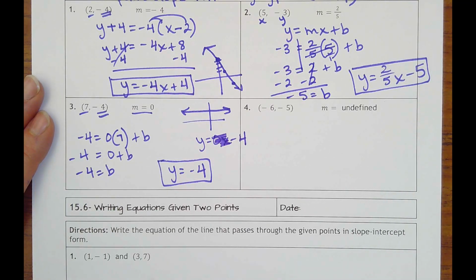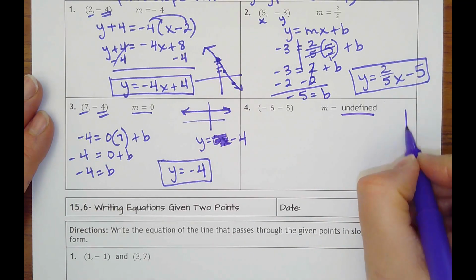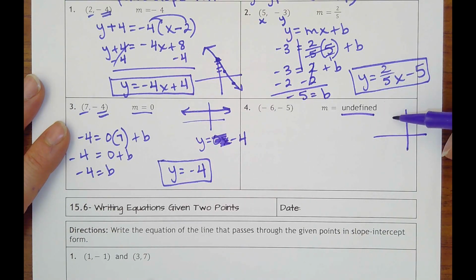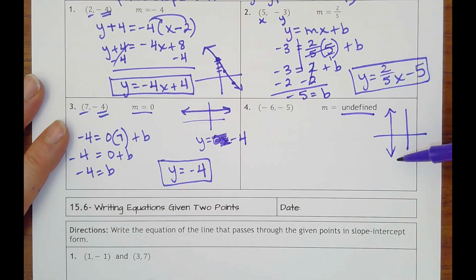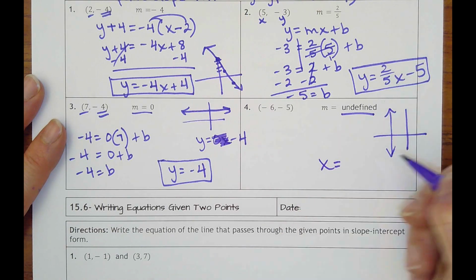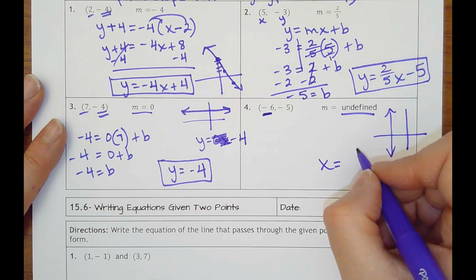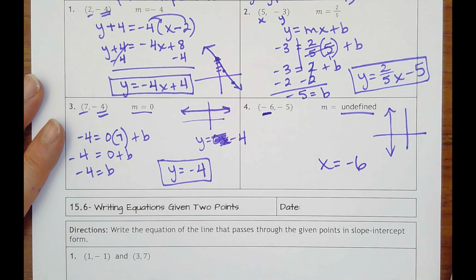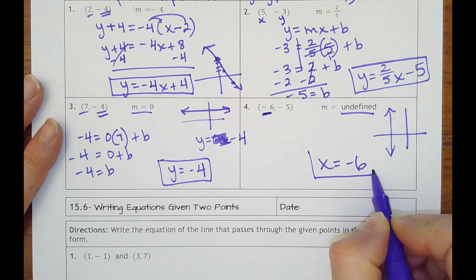On number 4, you have a slope that's undefined. That means you have a vertical line. So it's got to start with x equals something, whatever your x value is. And this one you can't solve algebraically because you don't even have a number to plug in for m. So you're going to have to just know that one.